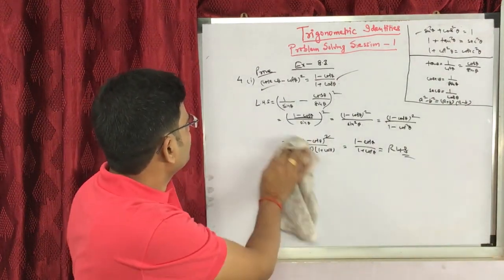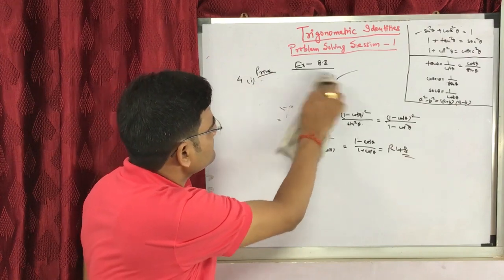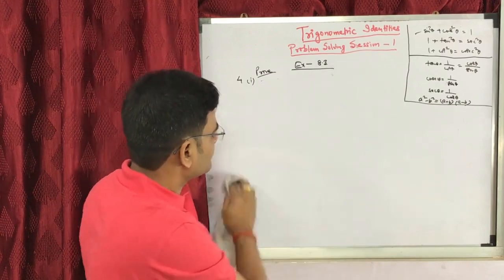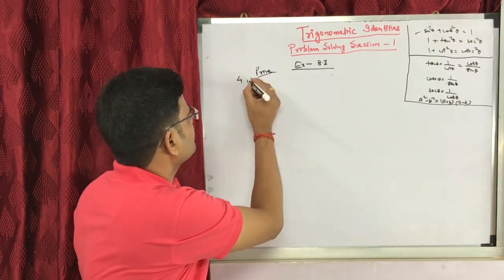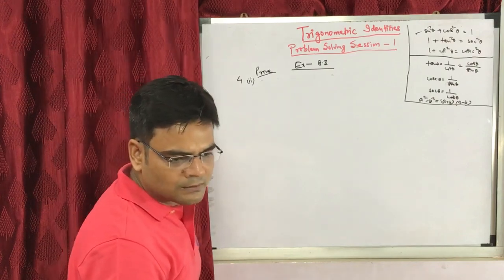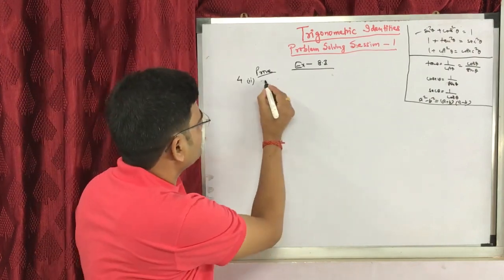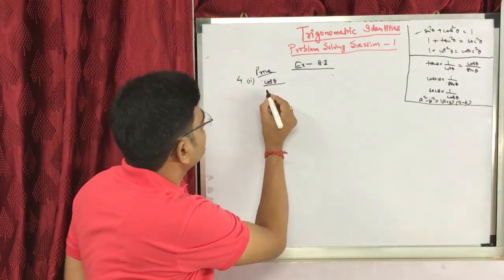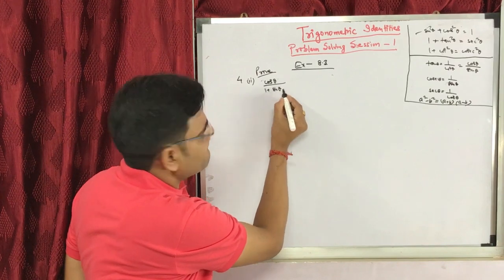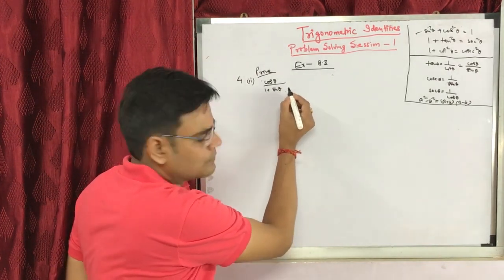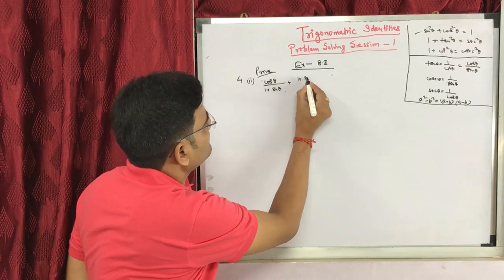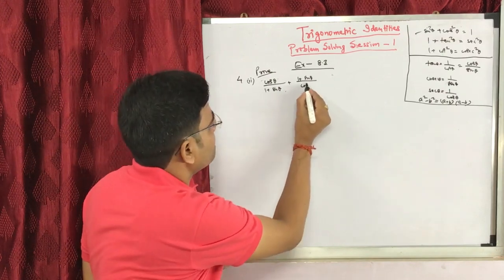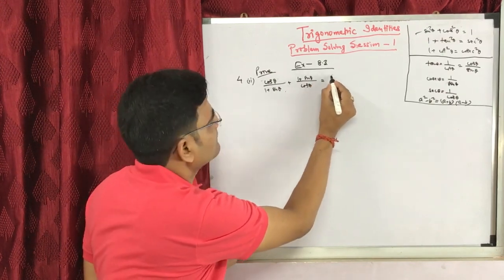Exercise 8.3, fourth. We'll take the second one. What's the second one? Cos theta by 1 plus sin theta plus 1 plus sin theta by cos theta equals 2 sec theta.